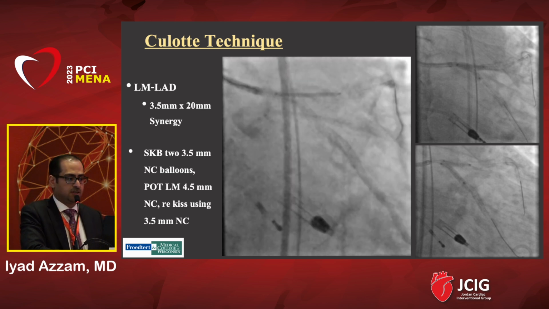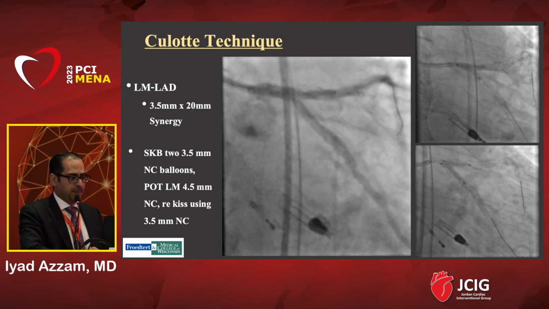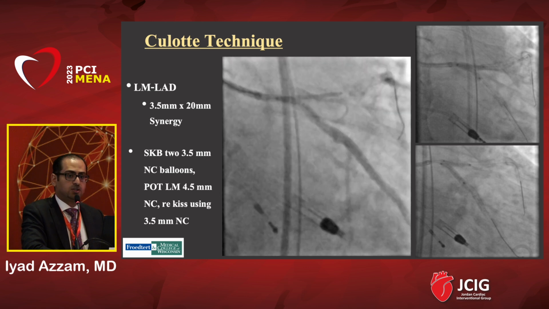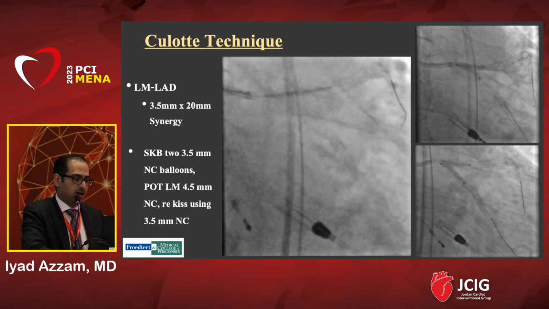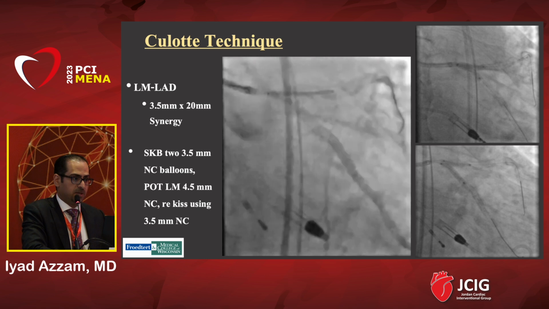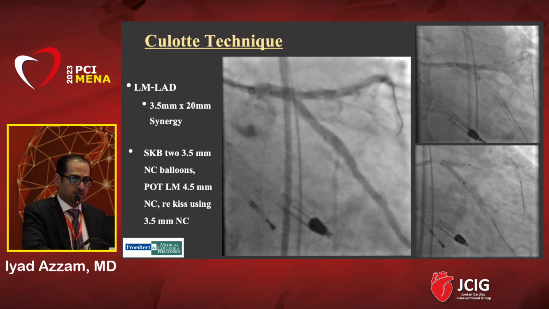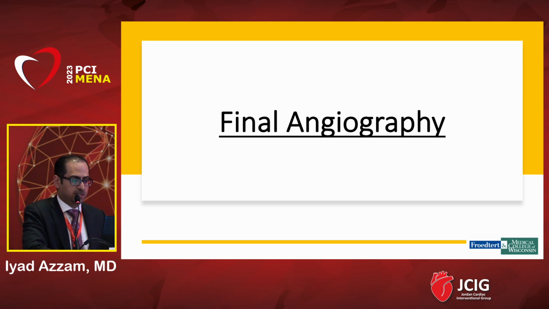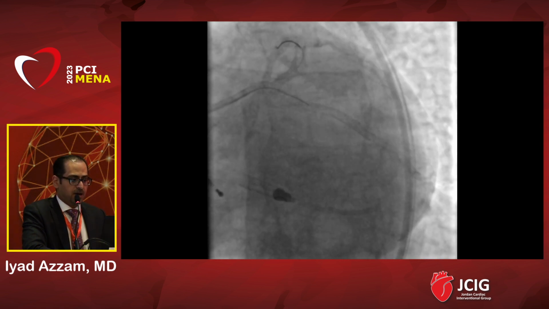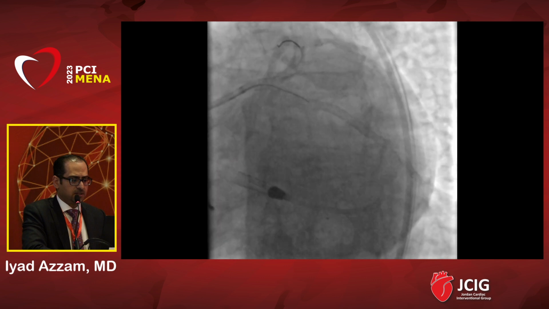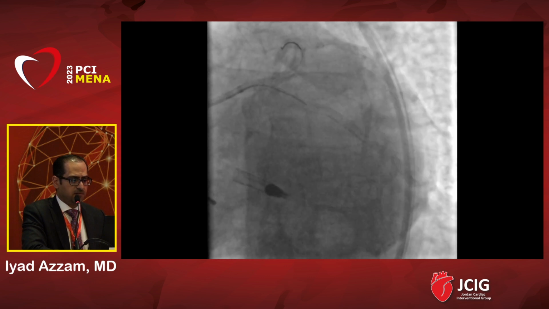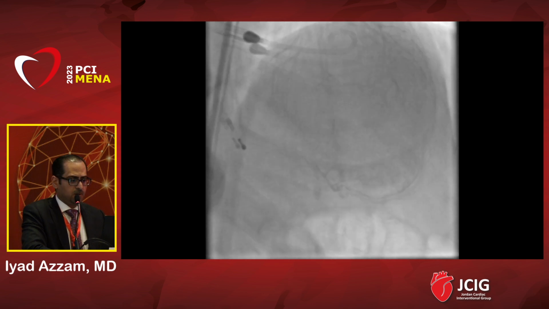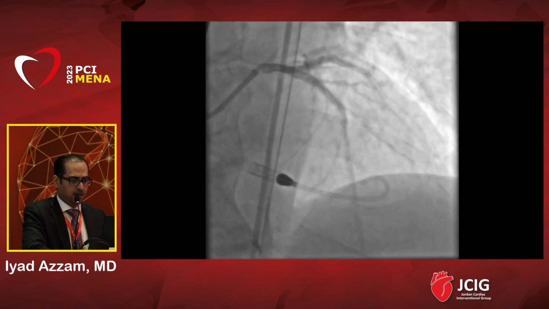After that, we recrossed, so we used the culotte technique. After that, we did simultaneous balloon angioplasty using a 2.5 millimeter non-compliant balloon at high pressure, then a 4.5 millimeter non-compliant in the left main artery at high pressure, and followed that with final simultaneous kissing balloon angioplasty. Final angio reveals good result in the left main, LAD and circumflex, including the balloon segments in distal LAD and diagonal.